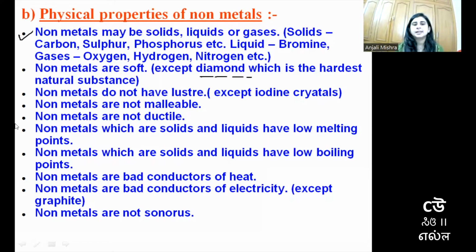Natural substance. Next one is non-metals do not have luster. Yani wo shiny nahi hote. They've got this dull color. Neither malleable nor ductile, have low melting and boiling point, bad conductors of heat as well as electricity, and they are not sonorous. So with this, we have covered all the physical properties of non-metals as well.